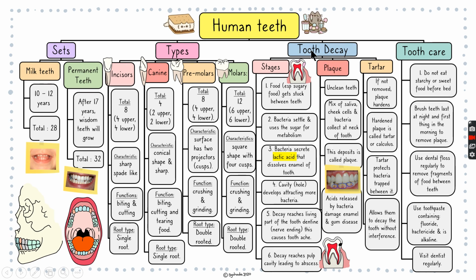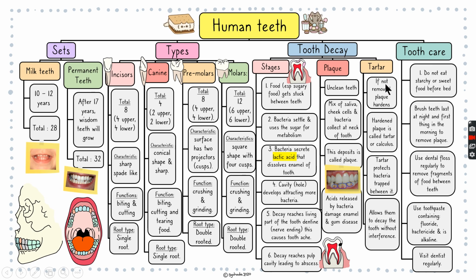Tooth decay also involves plaque, and this happens when you have unclean teeth. The mix of saliva, cheek cells, and bacteria will collect at the neck of the tooth. So that means around here, right in between your teeth. This deposit is called the plaque. Acids are then released by bacteria and damage the enamel, and because the plaque is in between the teeth, it is more in contact with the gums, so it can cause gum disease.